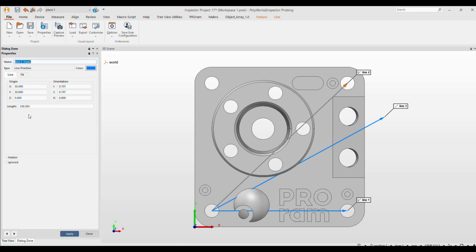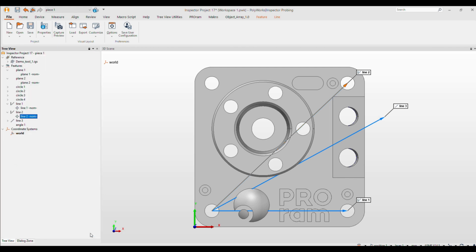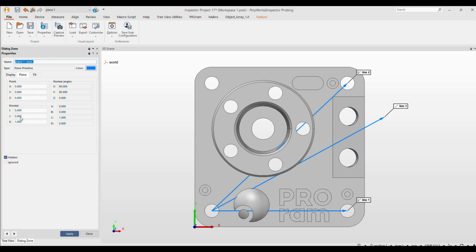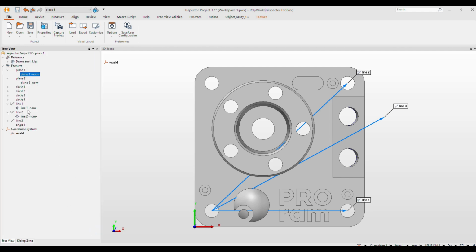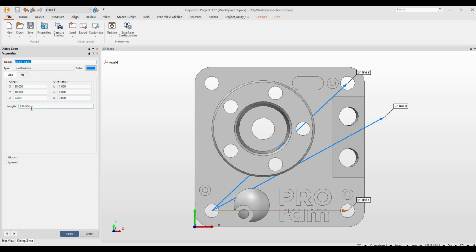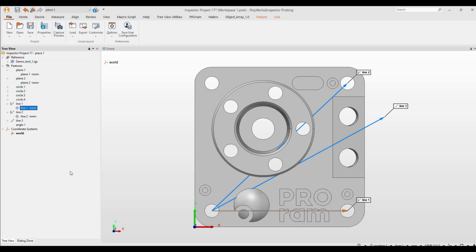So, while the idea is the same, I, J, and K always describe orientation. For planes, they define the normal or perpendicular direction. For lines, they define the actual direction in which the line extends. Understanding these vectors is important when setting up alignments, creating datums, or simply interpreting feature properties.